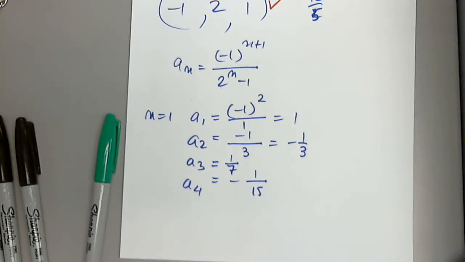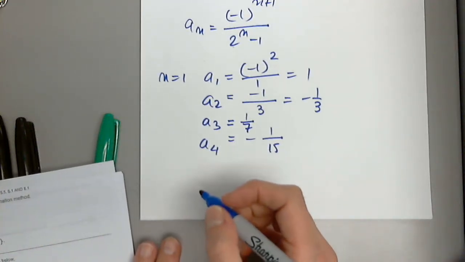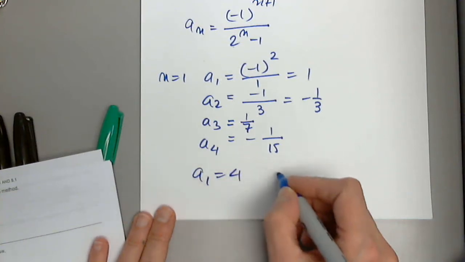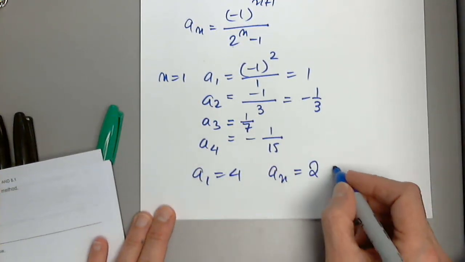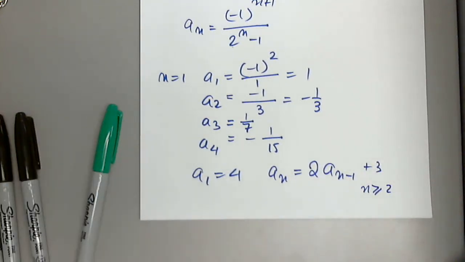The next one is we're given a recursive formula. So we have a1 equals 4. And we have an equals twice an minus 1 plus 3, of course, for n greater than or equal to 2. So first, it's wise to look at what this says. I am given the first term already. And I am told that any term is twice the previous term plus 3. Once I understand that, the rest will be easy.